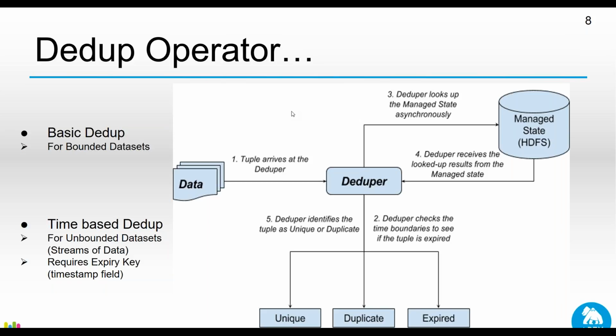So there are two types of dedupe or deduplication of data covered over here. One is a very basic type of dedupe where there is no concept of expiry of the data. That is normally assumed to be done for a smaller set of data, what we call a bounded data set. In that case, we know that in one of these data sets, there will be the unique and the duplicate record available. Then there is another concept, which is time-based dedupe, where we have a concept of an expiry period and an expiry key.